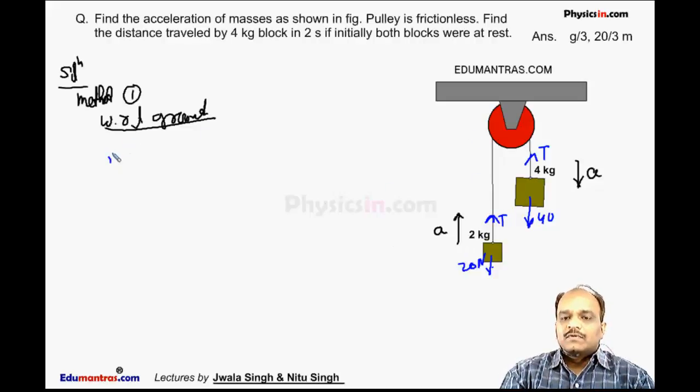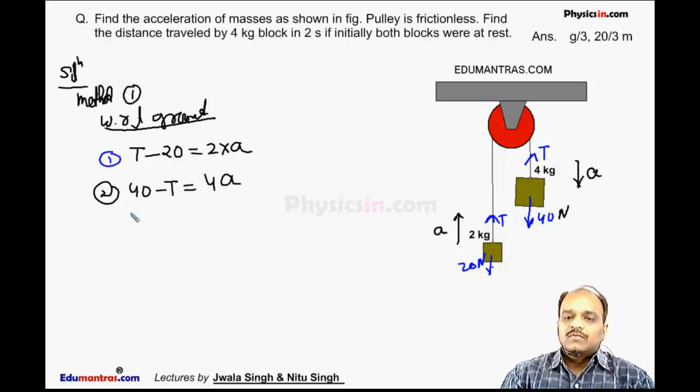So our first equation for this block is T minus mg, that means 20, is equal to mass, that means 2, into A. This is our first equation. Second equation for this block is, since it is going downward, we assume this 40 Newton is bigger than T. So 40 minus T is equal to 4A. Now these are the two equations.